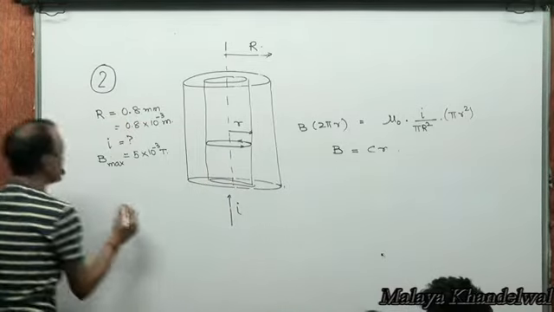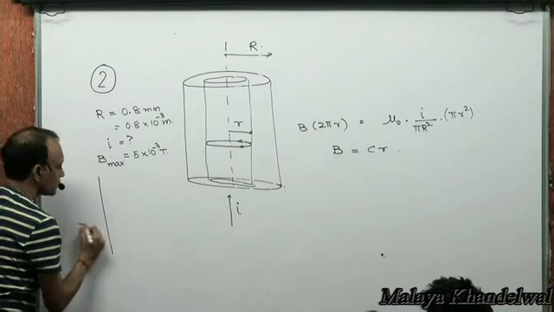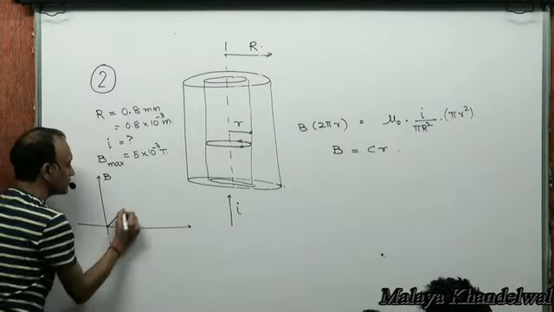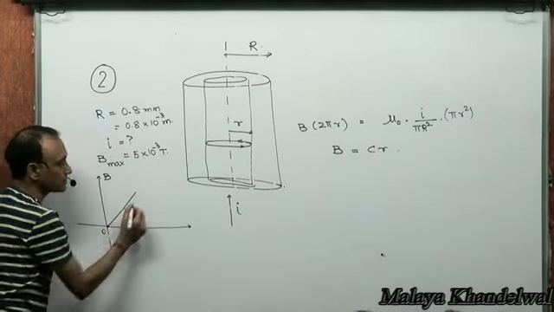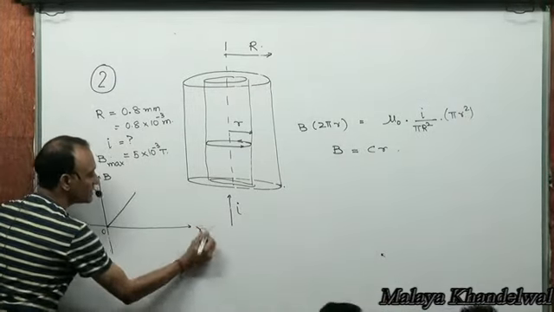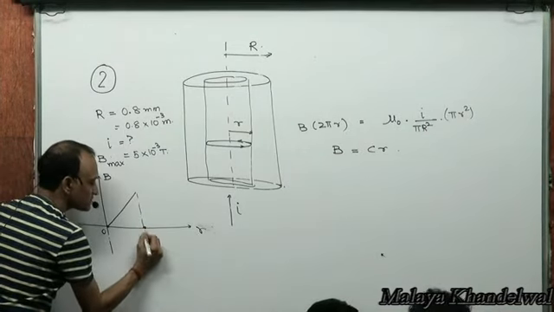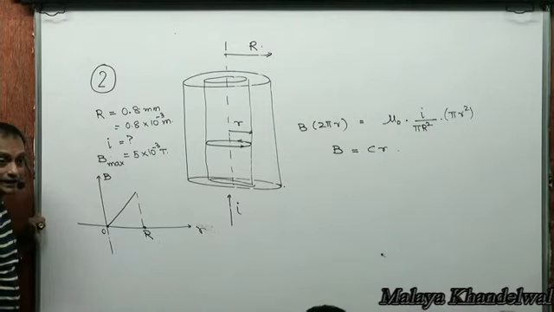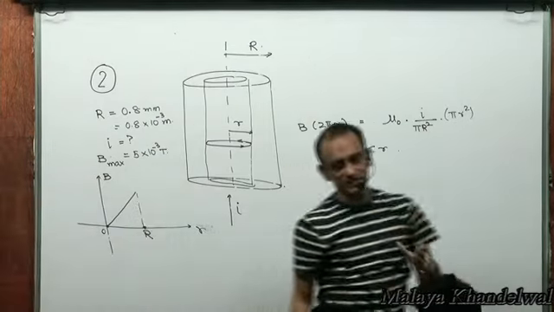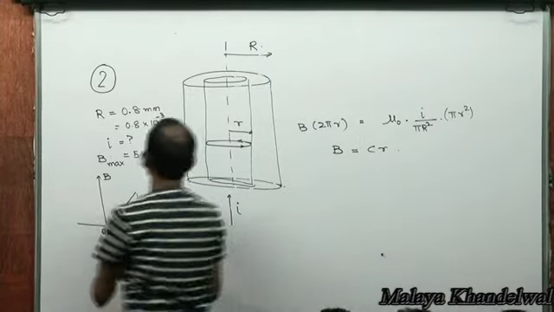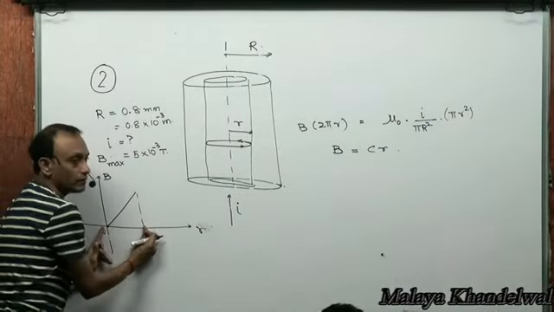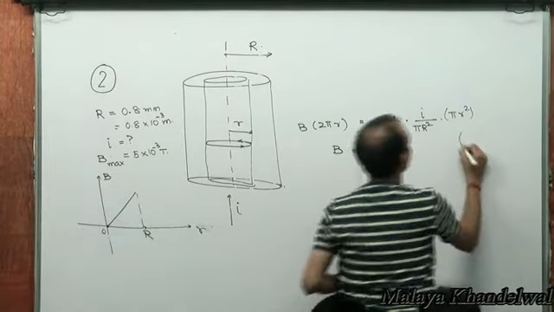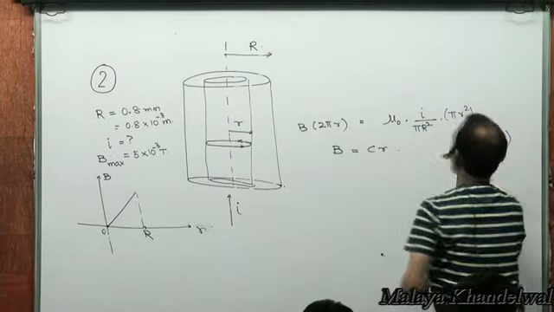That means inside the cylinder, B increases linearly with r. Now it assumes the largest value on the surface. So this is for r inside the cylinder, small r inside the cylinder. That means this is for r less than or equal to capital R.